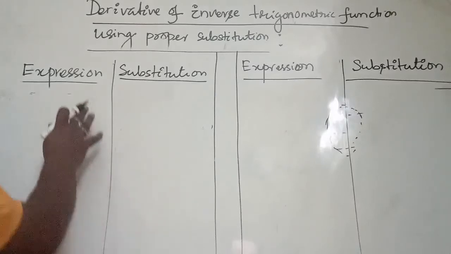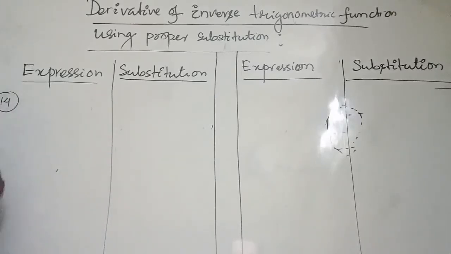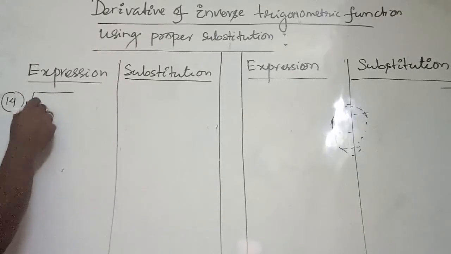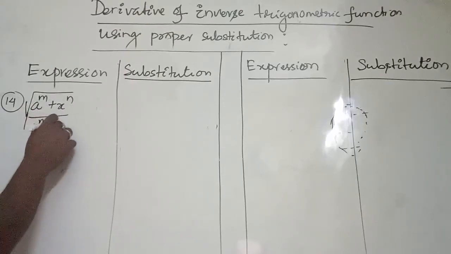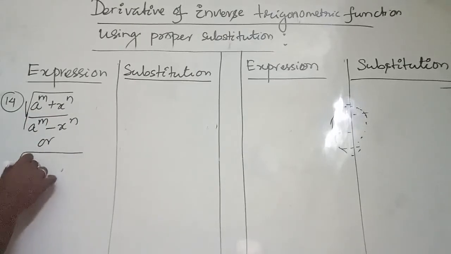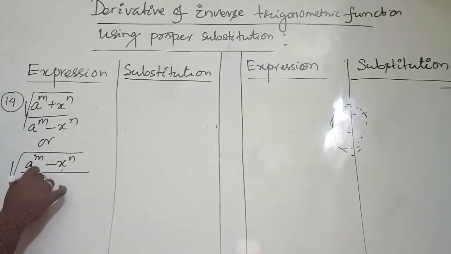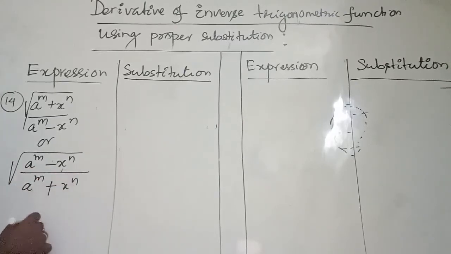14, root over a to the power m plus x to the power n by a to the power m minus x to the power n, or root over a to the power m minus x to the power n divided by a to the power m plus x to the power n, or this is equal to what?